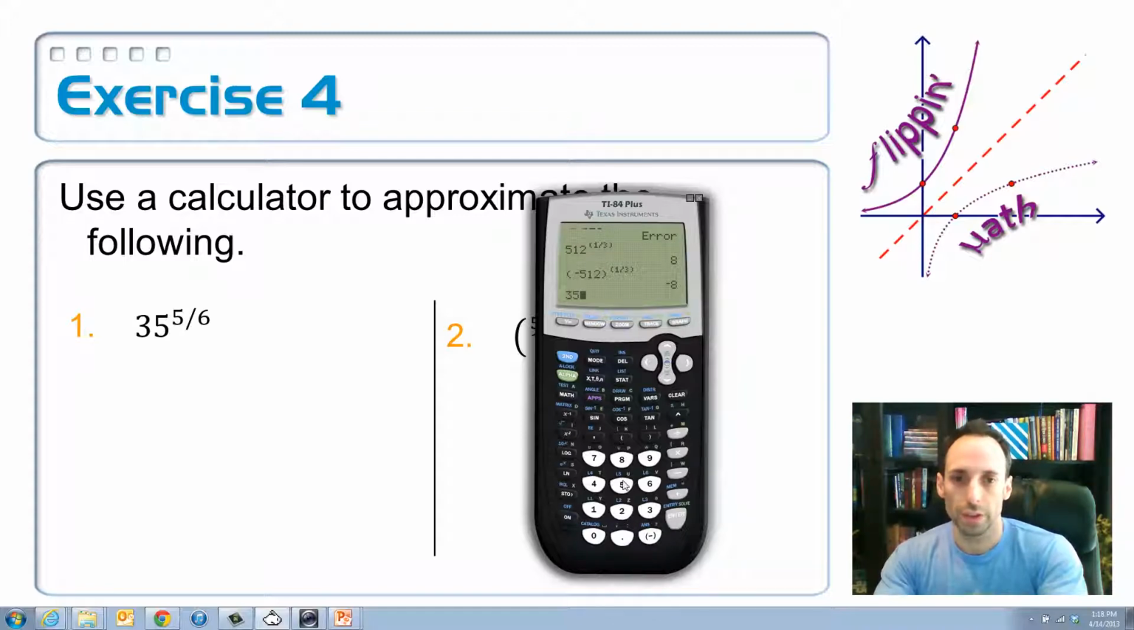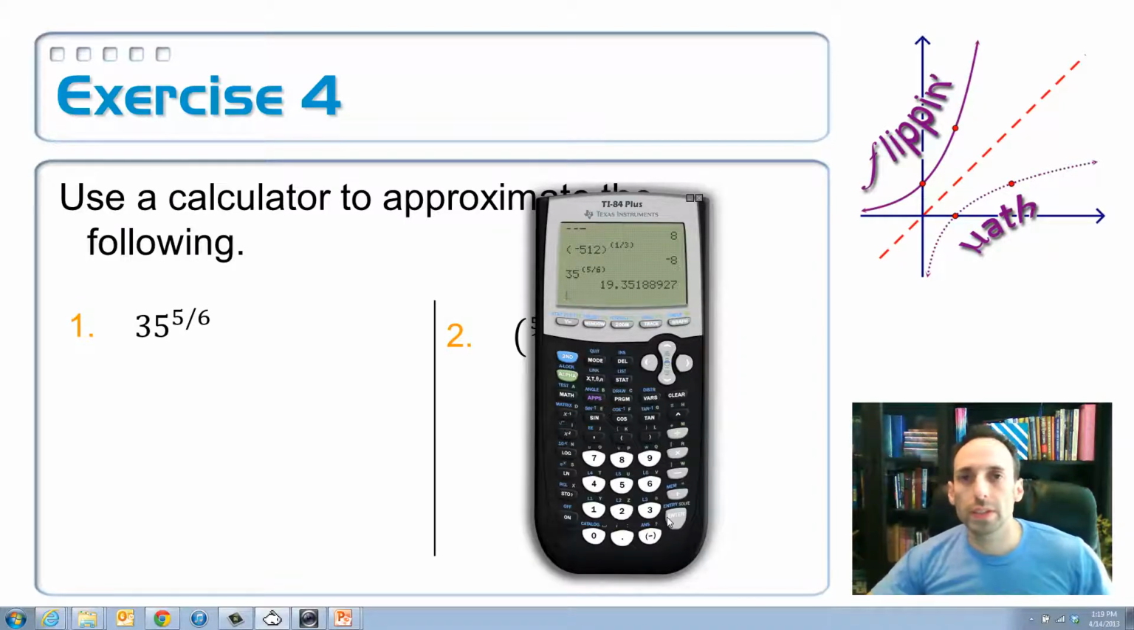So 35 raised to the, make sure you put your exponent in parentheses, 5 divided by 6 power. I just said parentheses and I didn't do it. There we go. And parentheses. So I get this number. And if the decimals keep on going, that's an indication that your number is probably irrational.